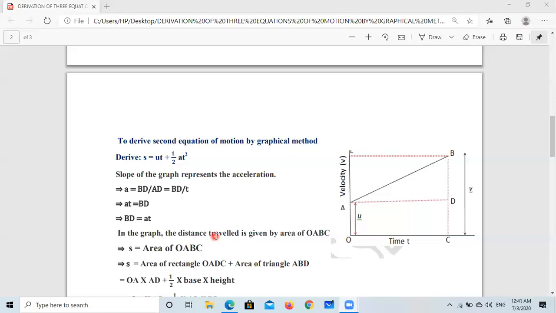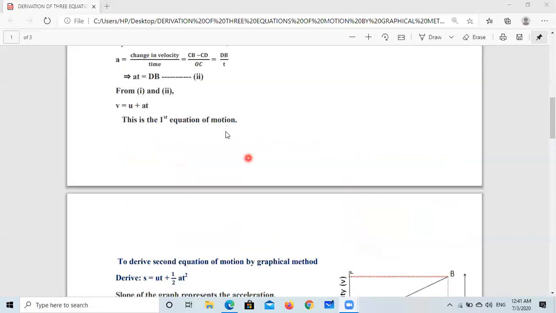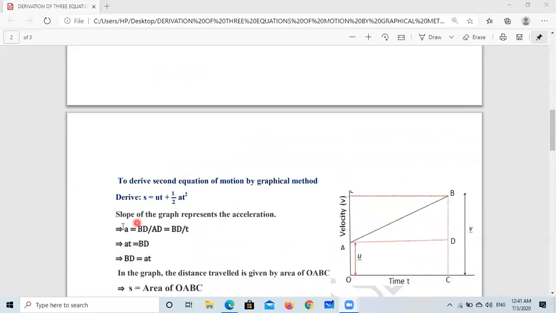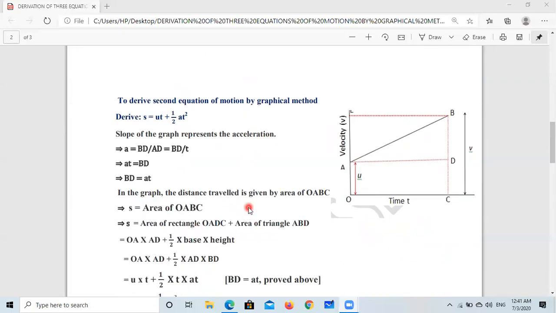But if the question is to derive the second equation of motion, then we have to find at here, because we don't write all these here. So we have to start from here, and for that we first find the value of BD, which is at. Now again I start from the second equation. For the second equation of motion, slope of the graph represents acceleration a. So a equal to BD upon AD.